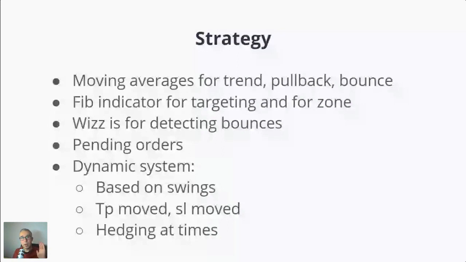So basically, moving averages are used for the trend, pullback, and bounces. Fib indicator for targeting and for understanding how far and in which price zone it is. So like, has it extended too far, or is it in a good spot for a trend continuation? Whiz is also detected for bounces. That's Fibonacci tool. And it works with, not actually literally pending orders, but with stealth market orders then.